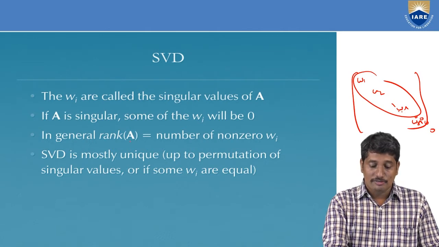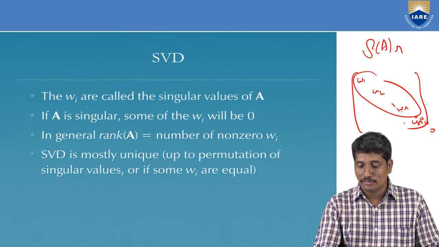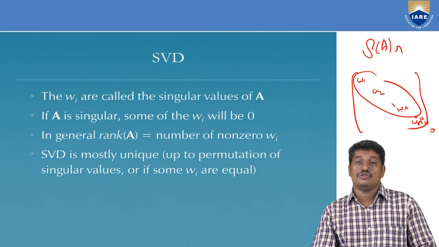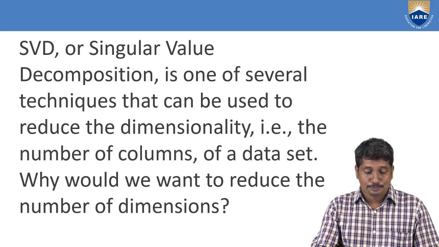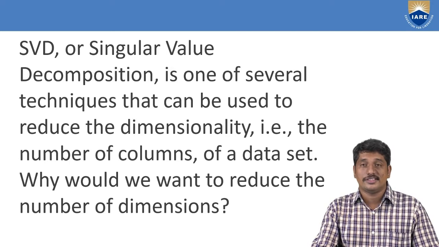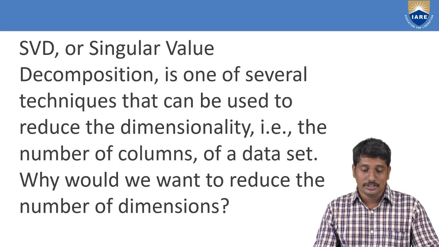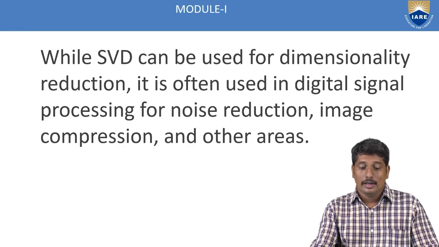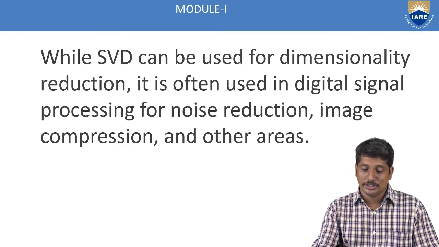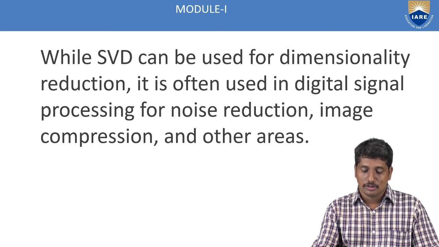This is because the rank of matrix A is R. If the rank of the matrix A is R, then out of n values, only R values will be non-zero, and the remaining values will be zeros. SVD is one of the several techniques that can be used to reduce the dimensionality, which we discussed in the last class. To reduce the dimensions, that is the storage space of a data set, we can use singular value decomposition. It is used not only for dimensionality reduction, but also in digital signal processing for noise reduction, in image compression, and other areas.